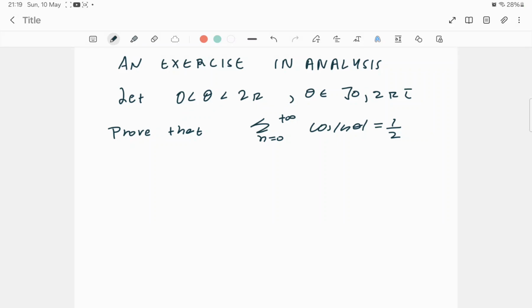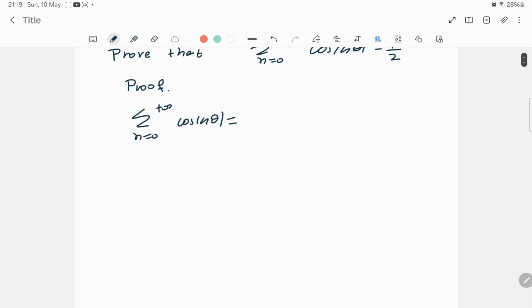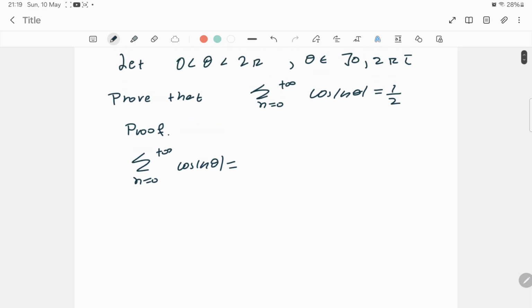An exercise in analysis. Let theta be between 0 and 2 pi radians. We need to prove that the infinite series of cos n theta is equal to a half. First of all, we can exploit Euler's formulas to represent cos of n theta as an average of exponential functions.